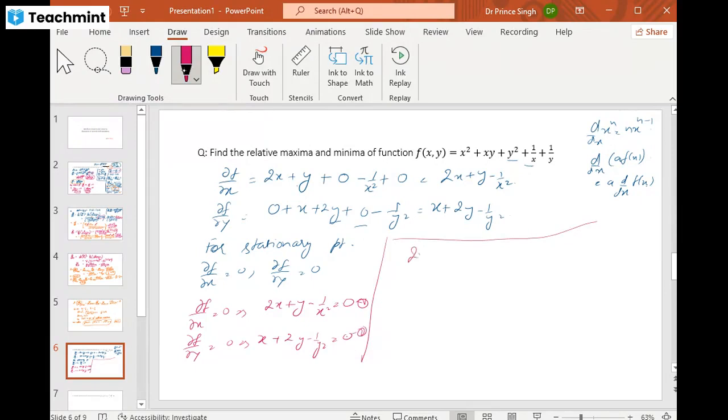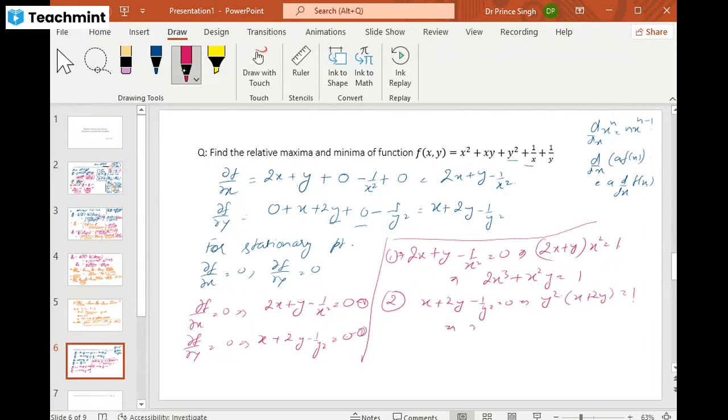So the first equation is 2x + y − 1/x² = 0, or I can write it as (2x + y) times x² equal to 1, meaning 2x³ + x²y = 1. Similarly, the second equation is x + 2y − 1/y² = 0, meaning y² times (x + 2y) equal to 1, meaning xy² + 2y³ = 1.